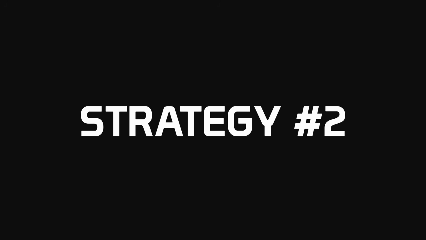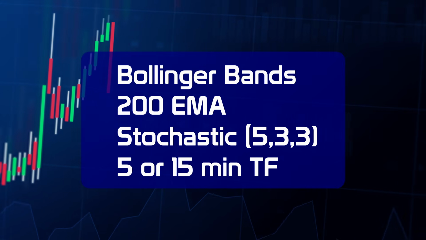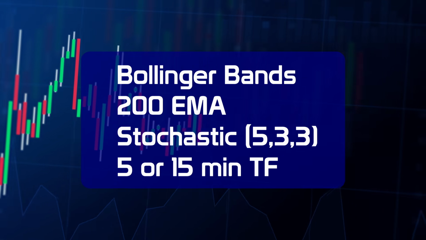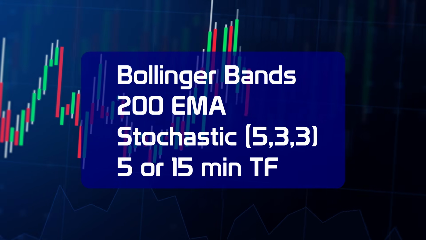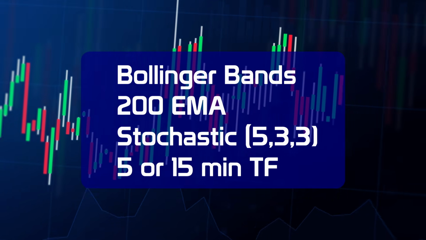Okay, so strategy 2 uses the Bollinger bands, a 200 EMA for trend and the stochastic to confirm entry. This intraday strategy works on a slightly higher time frame, the 5 minute or the 15 minute work, but I've used the 5 minutes for backtesting this strategy.